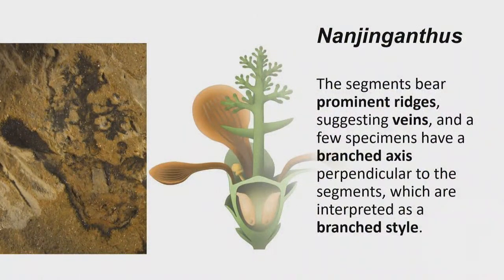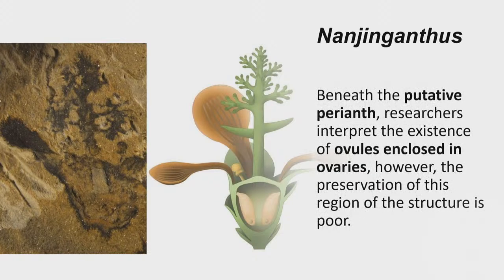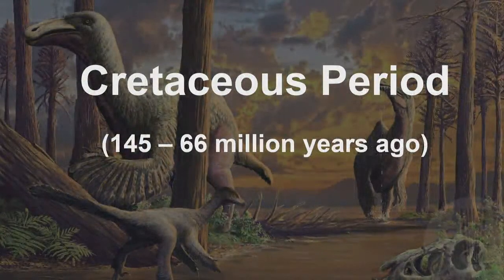What you see here is an artistic construction of how paleobotanists, or some paleobotanists, would interpret that fossil that you see there. This is still debated. So segments bear prominent ridges suggesting veins, and a few specimens have a branched axis perpendicular to the segments, which are interpreted as branch styli. Beneath the putative perianth, researchers interpret the existence of ovules enclosed in ovaries. However, the preservation of this region of the structure is poor, so it's debated.